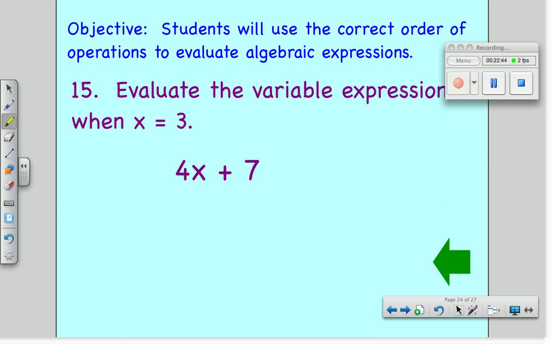All right. This is the last one we're going to do. Evaluate the variable expression when x is 3. Again, x is 3, so we have 4 here. X is 3, and we're adding 7. Multiplication comes before addition, so that's 21. Then we add 7, and we have 28.